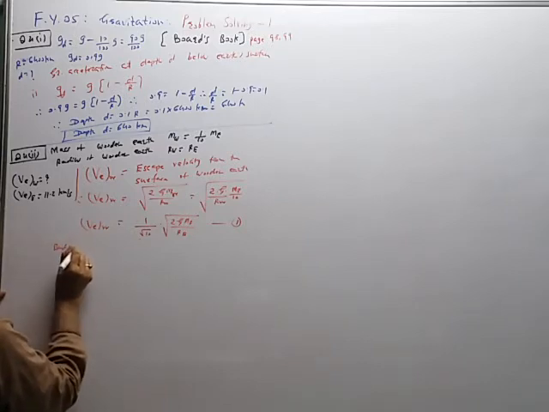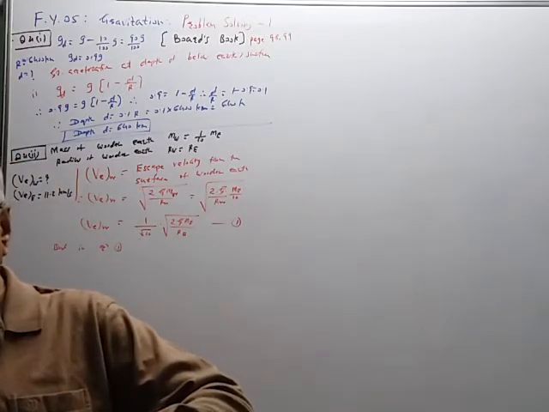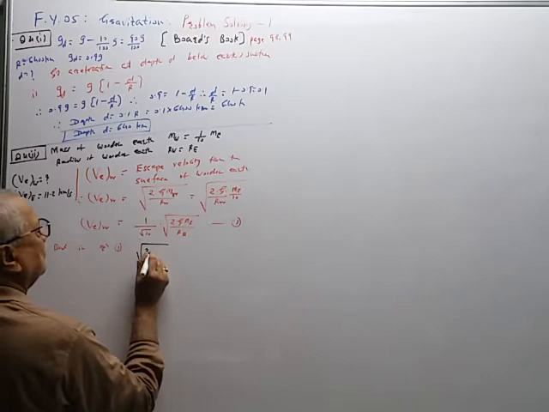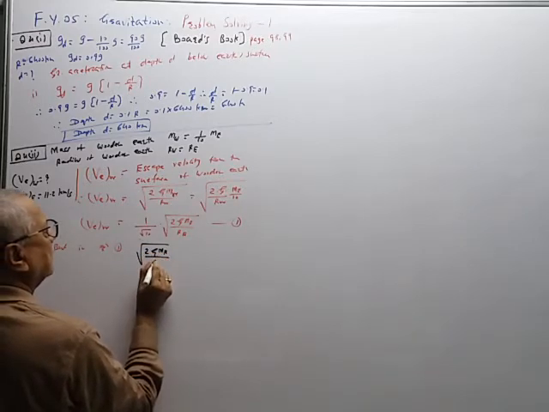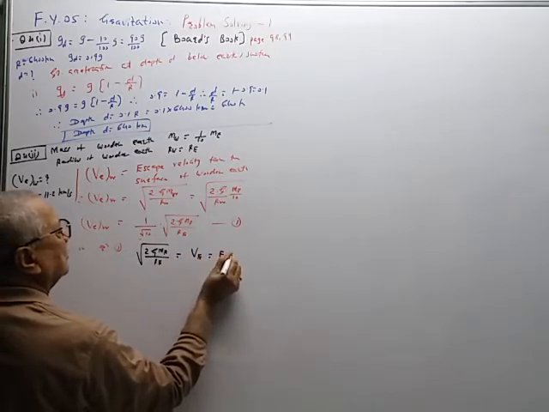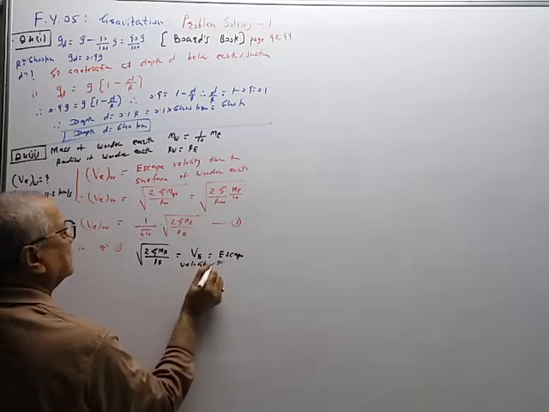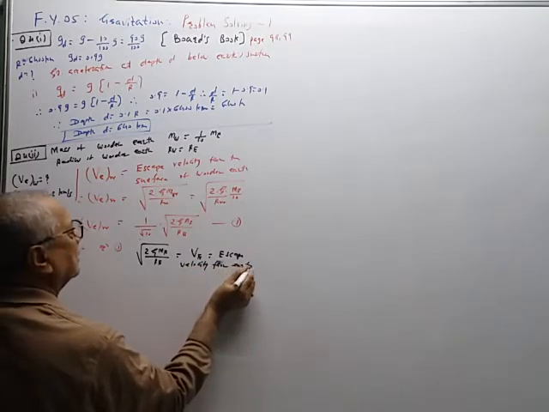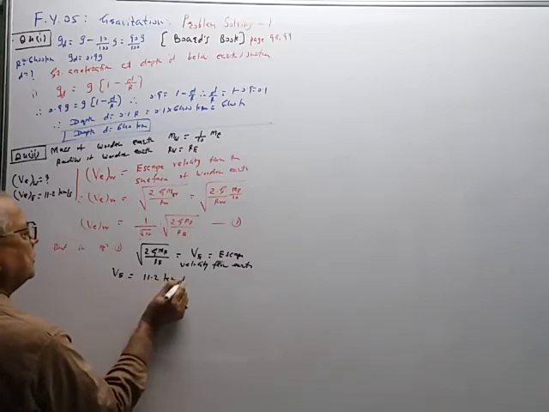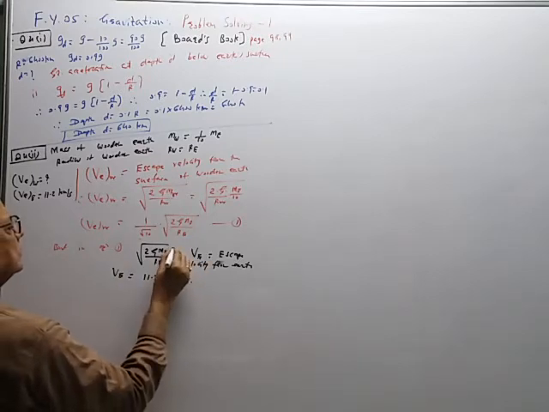But in equation 1, root 2 times G M_E upon R_E is equal to V, is equal to escape velocity from earth, and this is equal to V is equal to 11.2 kilometer per second. Therefore this is equation 2.